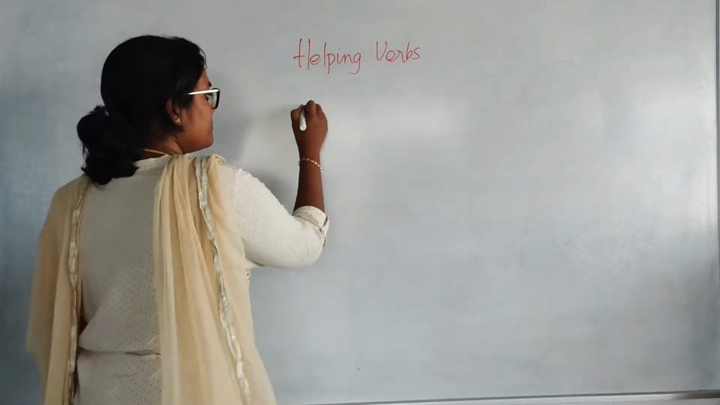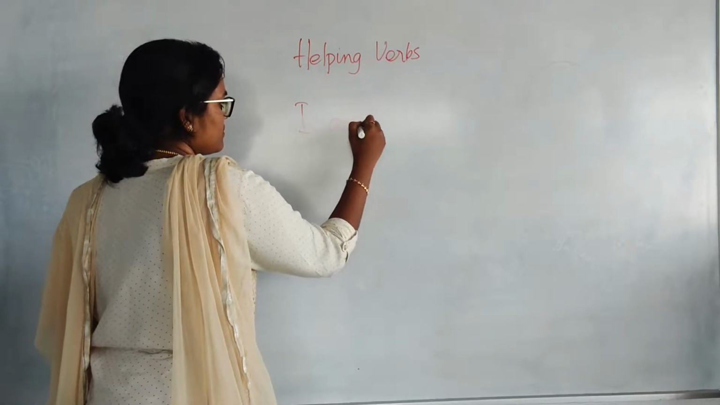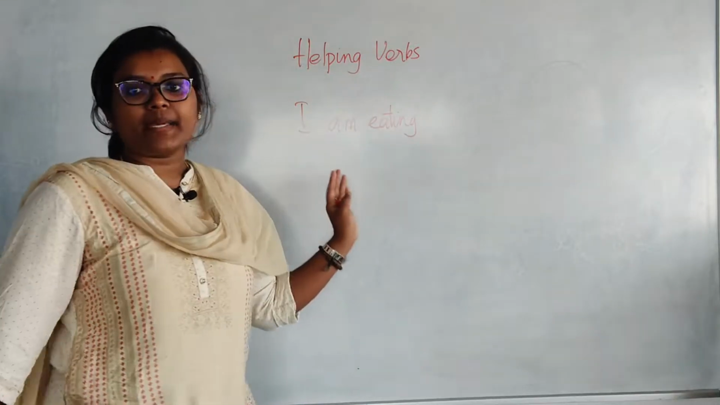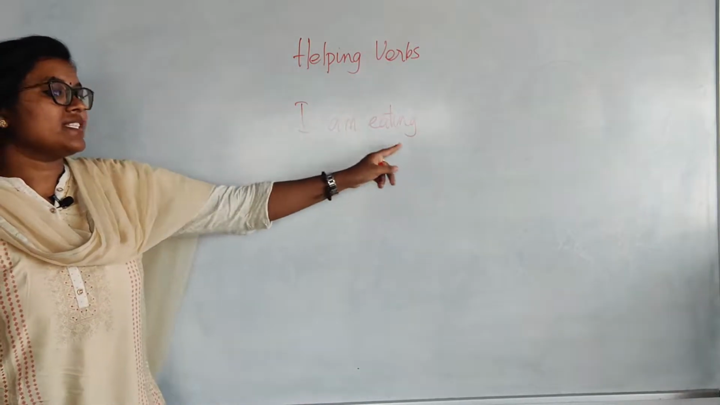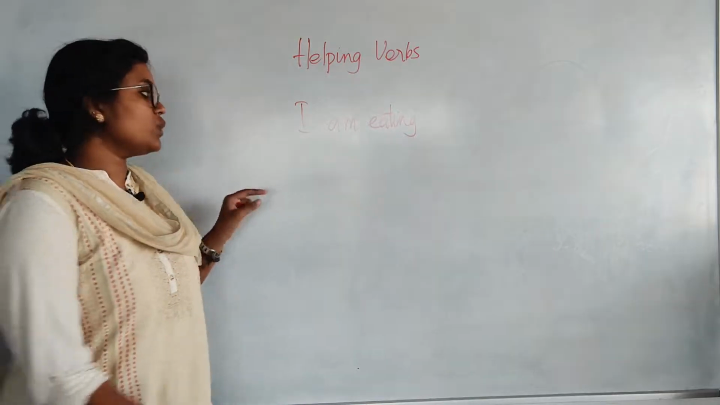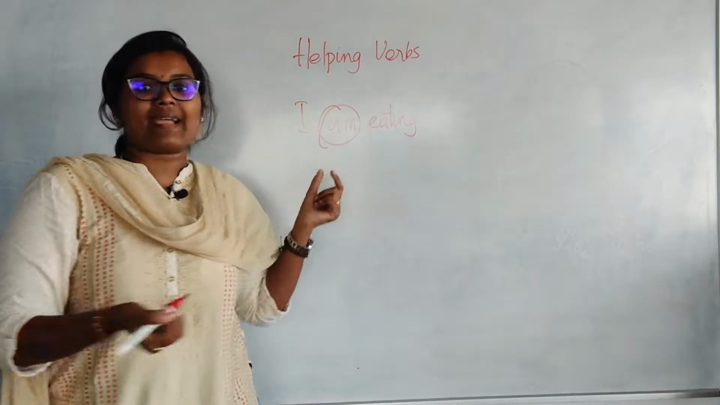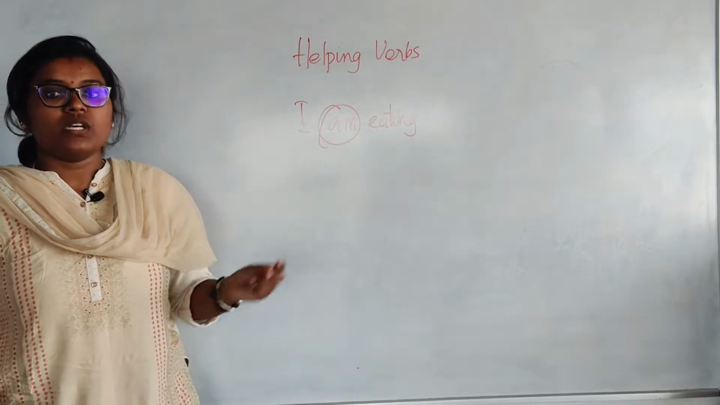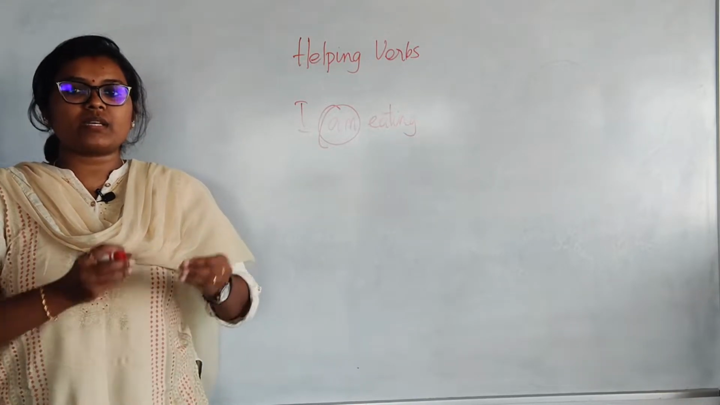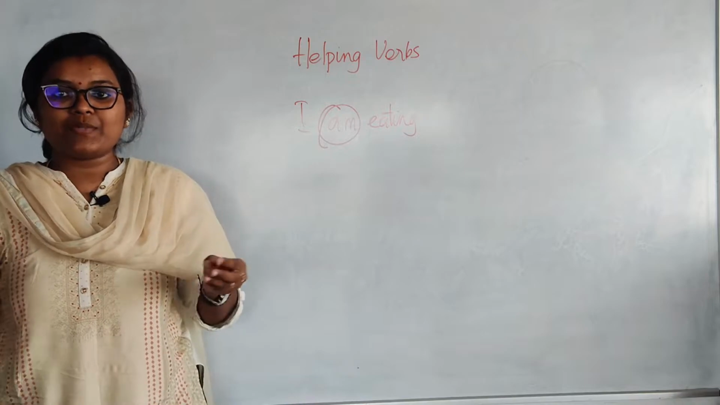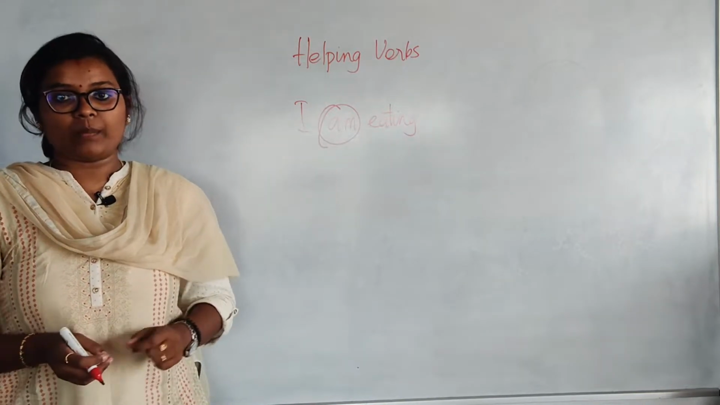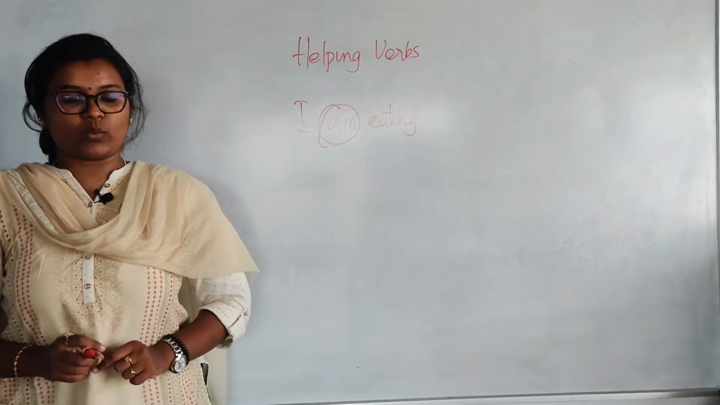For example, "I eating" does not make sense. When we use the word "am" here, it actually makes sense. So "am" in this case is the helping verb. A helping verb is nothing but a verb that actually helps in the formation of a sentence and helps the main verb. That is what is called the helping verb.